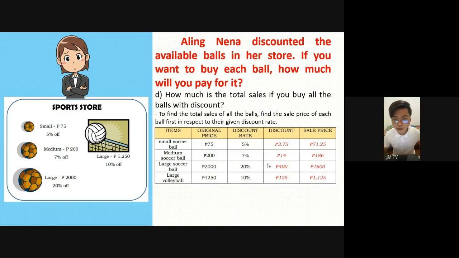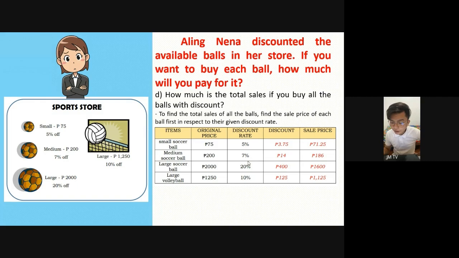So, halimbawa, na-solve nyo na yung problem na to. Na-solve nyo na lahat ng discount. Na-solve nyo na lahat ng sale price. Diba? Halimbawa, meron na kayong value. Kinumpute nyo na lahat. So, ito yung ating sagot. Small soccer ball, meron tayong na-discount na 3.75. Meron tayong sale price na 71.25.